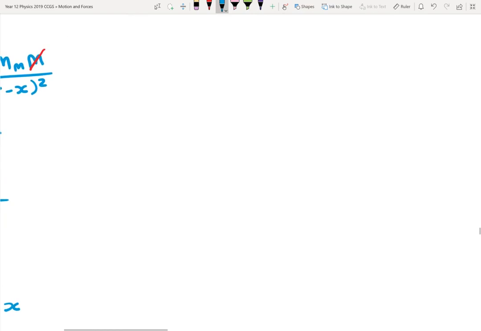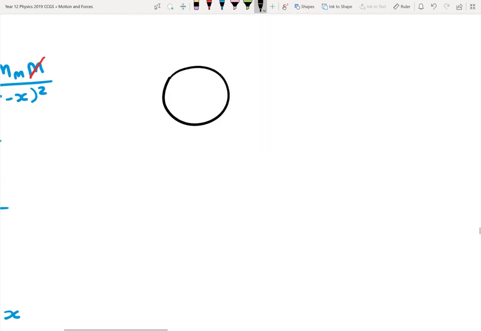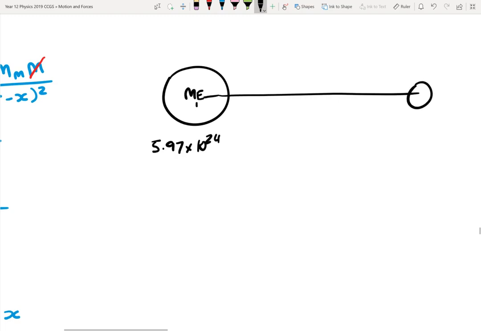Now, let's go back up to the right-hand side. Let's use the values that we know. The Earth, the data sheet says 5.97 by 10 to the 24, and that's center to... We've got the Moon.